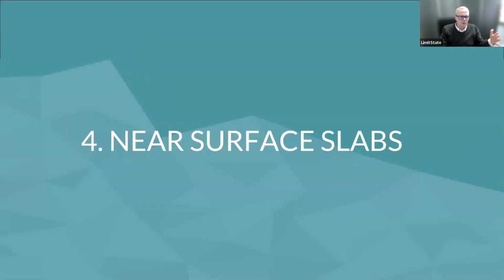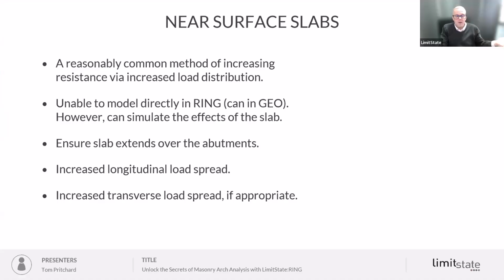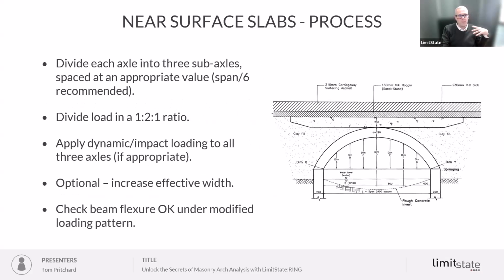The next thing I'm going to have a quick look at is near surface slabs. They're a reasonably common method of increasing resistance by increasing the load distribution within a masonry arch bridge. We can't model them directly in Ring, but we're able to simulate the effects of them. As long as the slab extends past the abutments, then we can look at them. We can increase the longitudinal load spread and also the transverse load spread if we deem it appropriate.